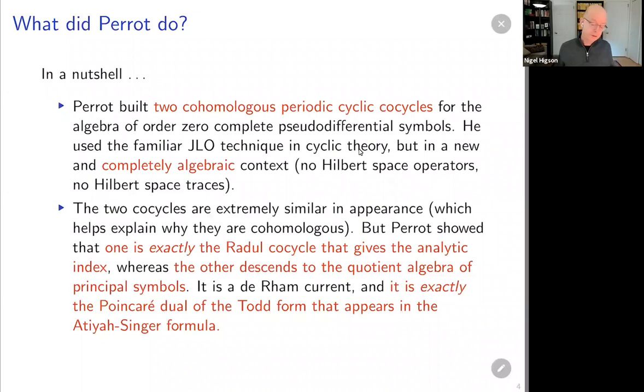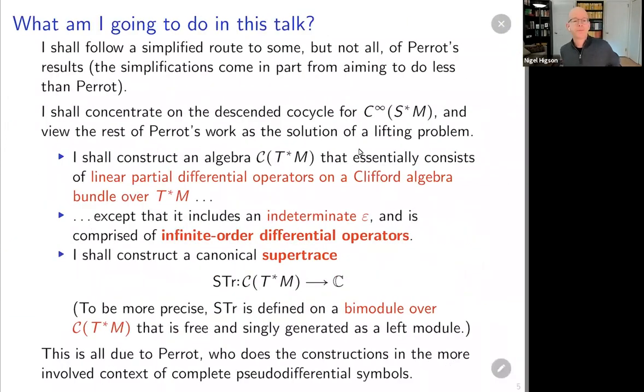And so the fact that these two cocycles are the same is the index formula. But as I say, I don't think the index theorem is the main point here. There's just a remarkable new calculus in this paper that deserves to be studied. Okay, so here's what I should like to do.